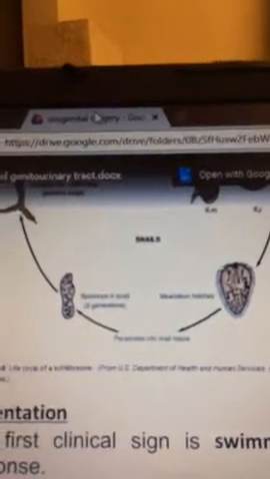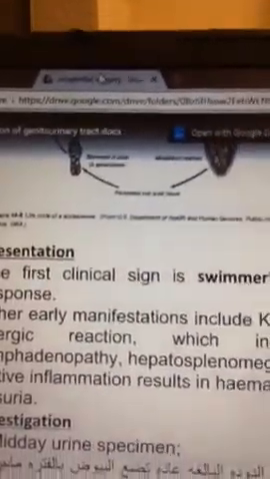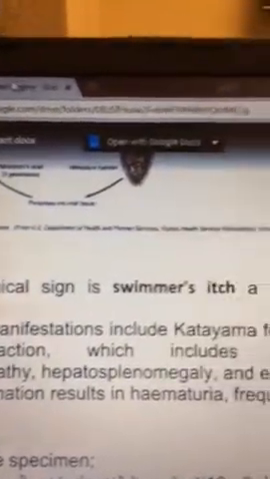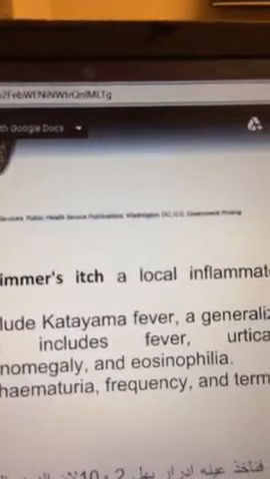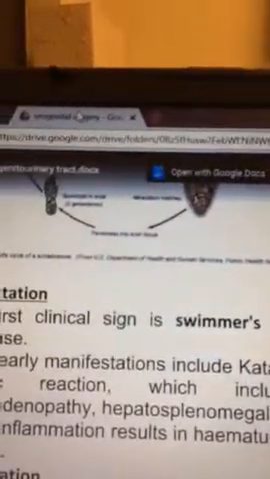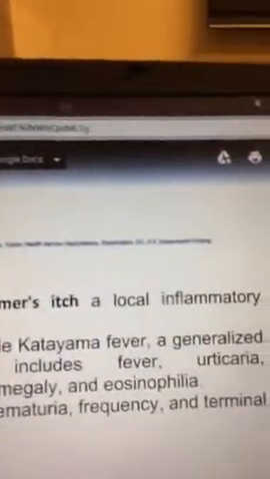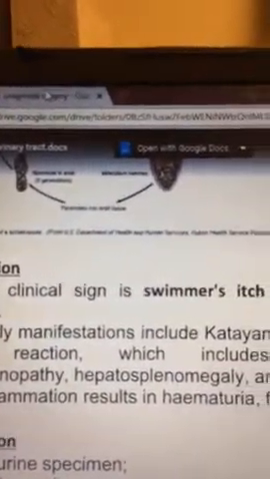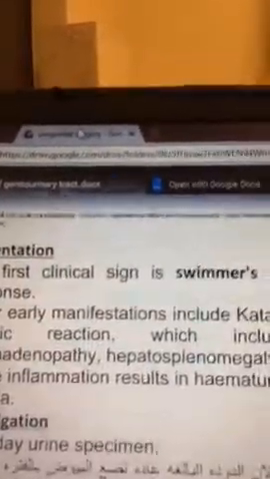The first clinical sign is swimmer's itch and a local inflammatory response. Other early manifestations include Katayama fever, a generalized allergic reaction, which includes fever, urticaria, lymphadenopathy, hepatosplenomegaly, and eosinophilia. Active inflammation results in hematuria, frequency, and terminal dysuria.